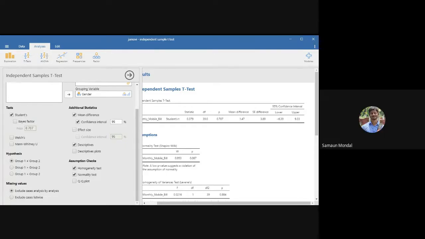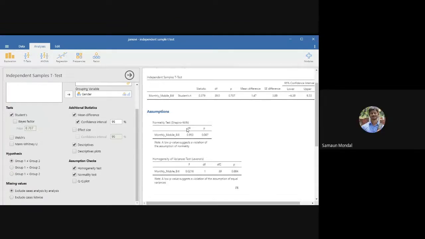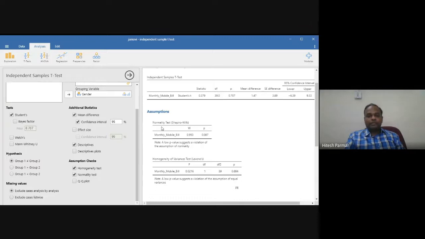Though your voice is breaking, I understood that you ask from the normality table, and your question is about the Shapiro-Wilk W. Yes, this is what you want to ask. See, Jamovi gives the Shapiro-Wilk test by default. The normality test can be done by so many types of tests, so out of all these alternatives available, Jamovi gives us output for the Shapiro-Wilk test.